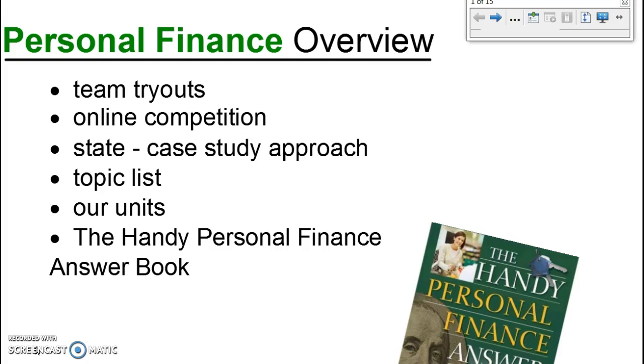Only one of our teams can make it to state, but of course there's no guarantee that my tryouts are going to pick the best team. So it's very possible that the second team, for example, could beat the first team. So please don't be discouraged if you don't make the top team. It's certainly still possible to compete online.